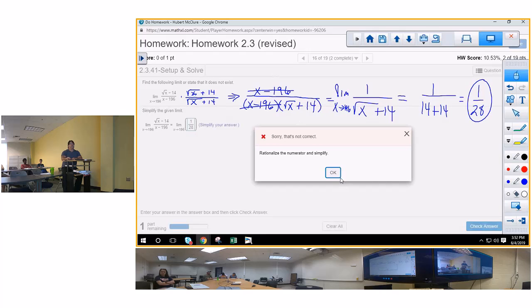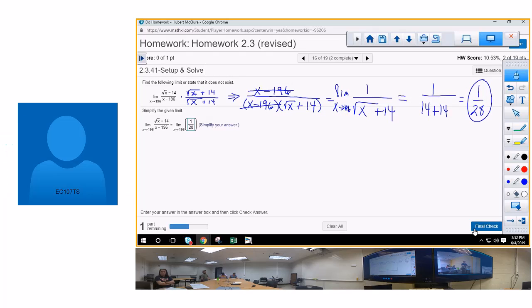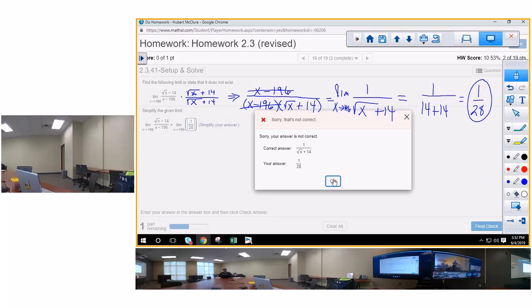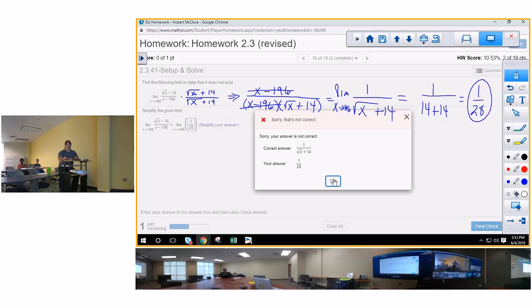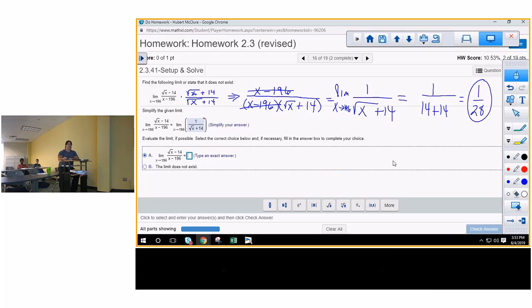Y'all check me, make sure I didn't mess up. What's the square root of 196? Should be 14. 14, because you had to get it up at that point. Whatever. 1 divided by 28.